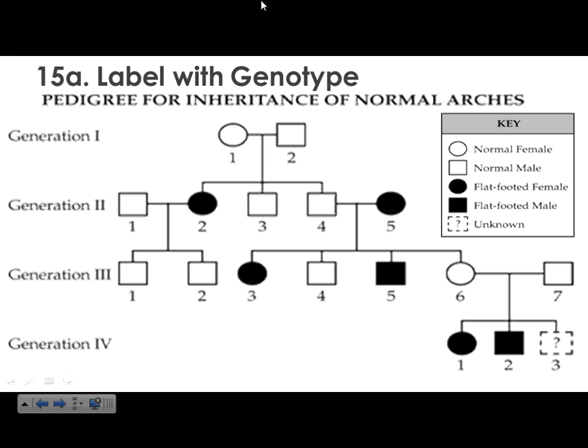The next question has a pedigree for flat-footedness. So it says that the allele for normal foot arches is dominant to having flat feet. In the pedigree below, label each individual with their genotype. So we know that big A is going to be normal, and little a is going to be flat feet.